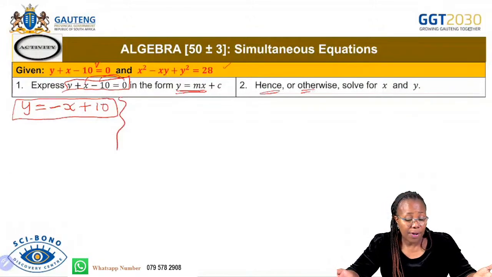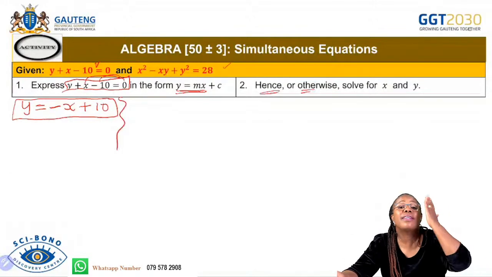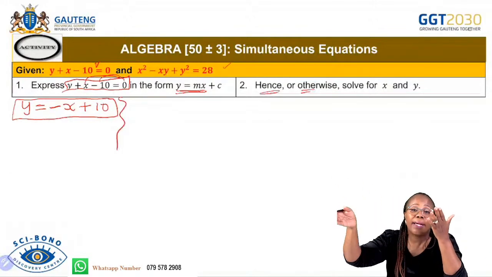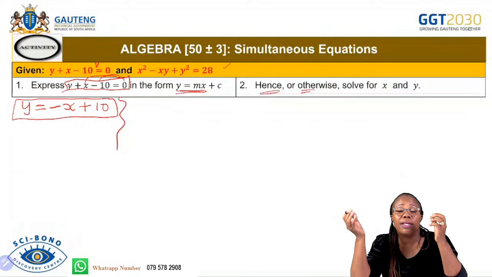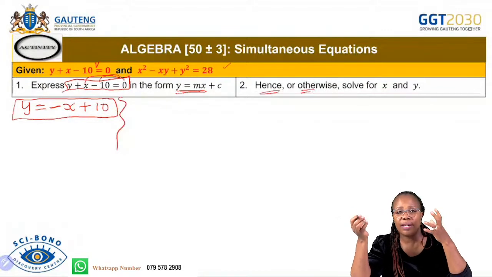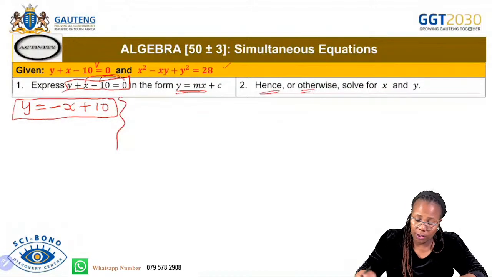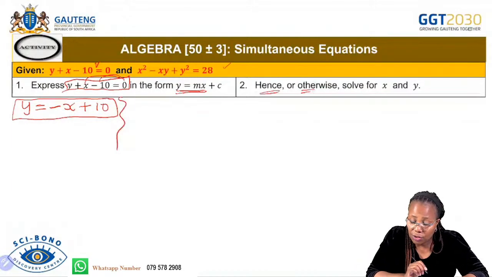For example, another learner can decide to leave an x and transpose a y and a minus 10, and then work with x is equal to minus y minus 10. That is why it is indicating otherwise. Those 2 learners will end up with the same answer. Okay, now let's start solving the problem now.